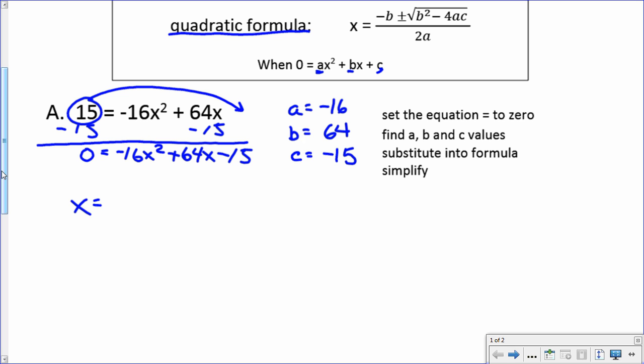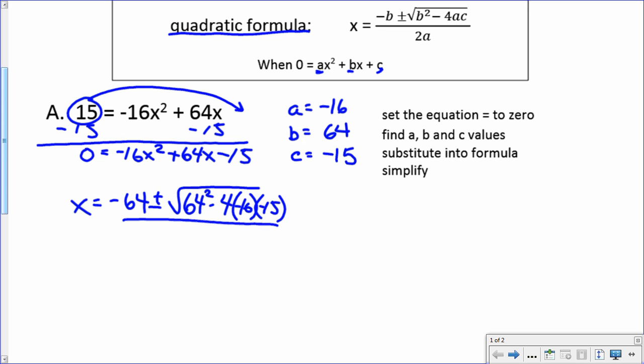So opposite of B. B is 64. What's the opposite of that? Negative 64, or the negative of it. Plus or minus the square root of 64 squared minus 4 times negative 16 times negative 15, all over 2 times A. We're definitely going to need our trusty calculator here because we're talking about some big numbers. You can see we have a lot of calculating to do. First of all, let's take care of the calculations underneath the square root sign.